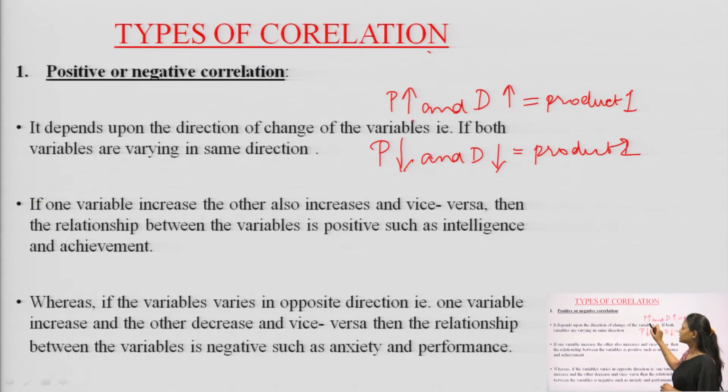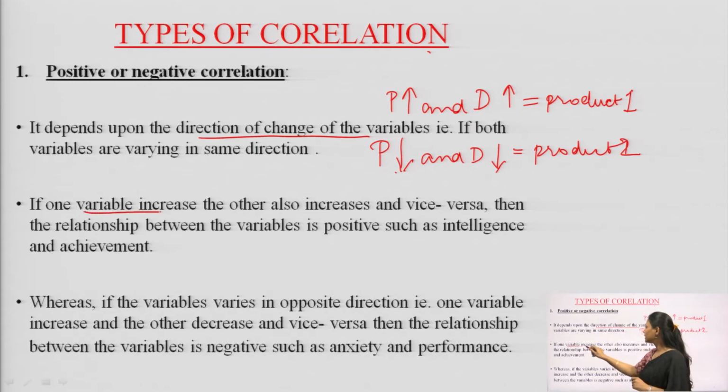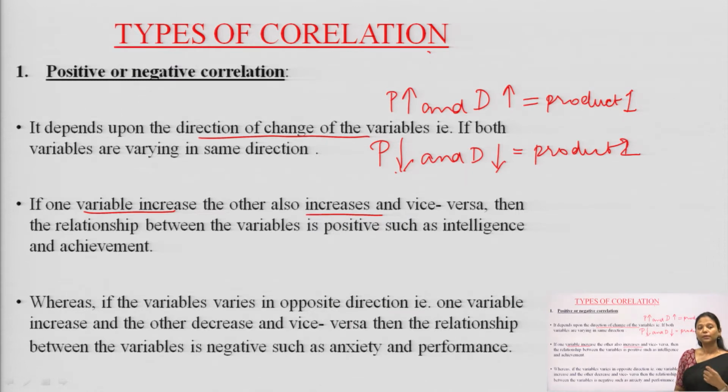The first example here, when price is increasing and the demand is also increasing, in case of product 1, is called a positive correlation, whereas when price is decreasing and demand is also decreasing, it is called a negative correlation. This dependency depends upon the direction of the change of the variable. If one variable increases, the other also increases, or if one variable decreases, the other also decreases, this becomes a positive correlation.